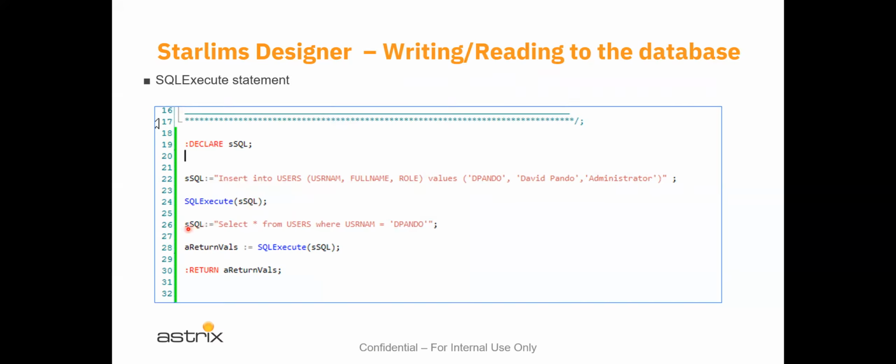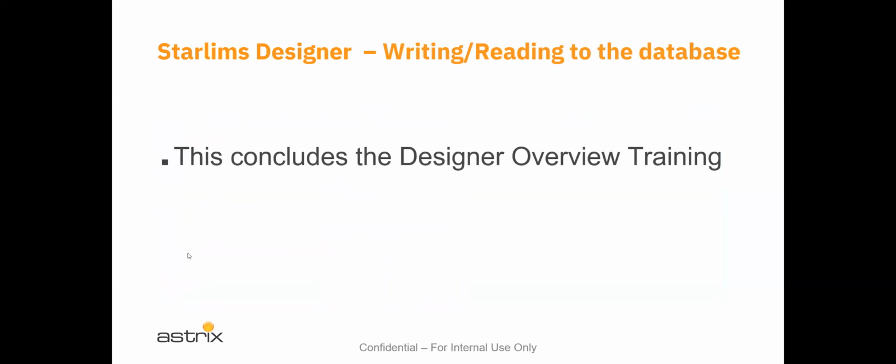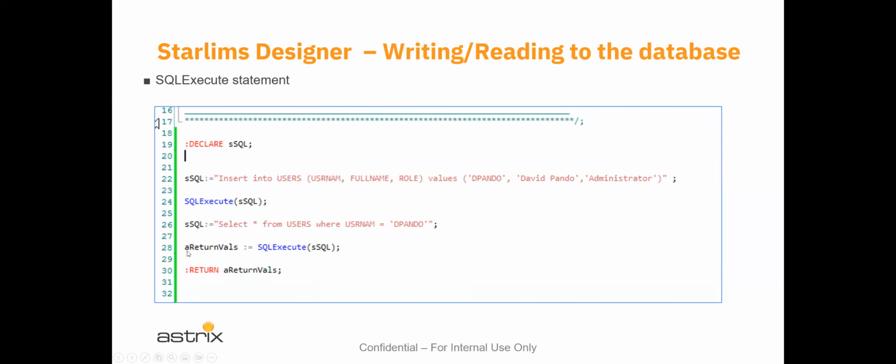And then we can next subsequently update the SQL statement again. This time we're going to select star from users where username equals dpando. Obviously, when we execute that, we're going to get just the dpando record from the users table. And we are going to assign the return value from that SQL statement to this array variable, a return vals, and then we terminate this with a return statement. And what will end up happening is, as we saw in the previous example in the results pane from the designer, the array that contains these values from the select statement.